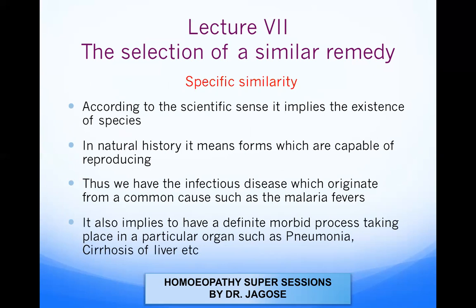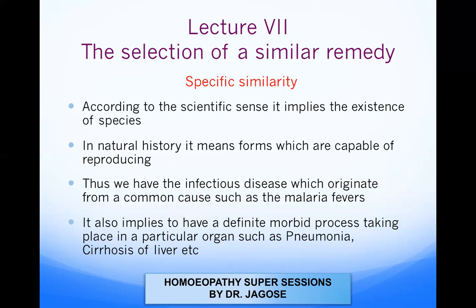Specific similarity, according to scientific sense, implies the existence of species. So if we see according to the scientific point of view, the specific similarity means the existence of species. In natural history, it means the forms which are capable of reproducing. Thus, we have the infectious diseases which originate from a common cause, for example, malarial fever.